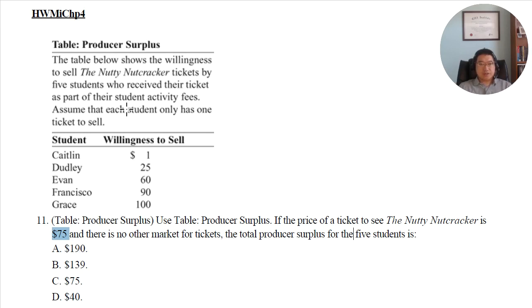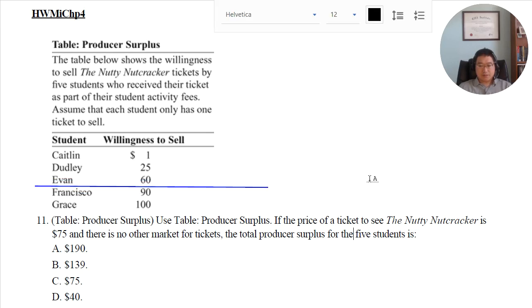Now here, these students received their tickets as a part of their student activity fees. So basically they got the tickets for free. And then they would like to sell their tickets if they don't want to see the show, for a price. And again, $75 is here. Mark it, $75, right?